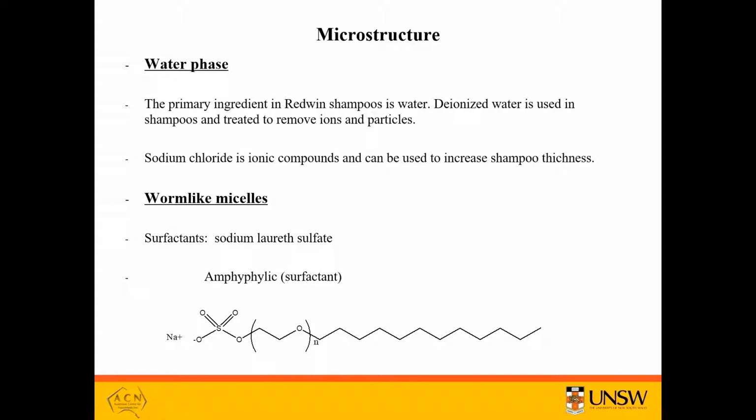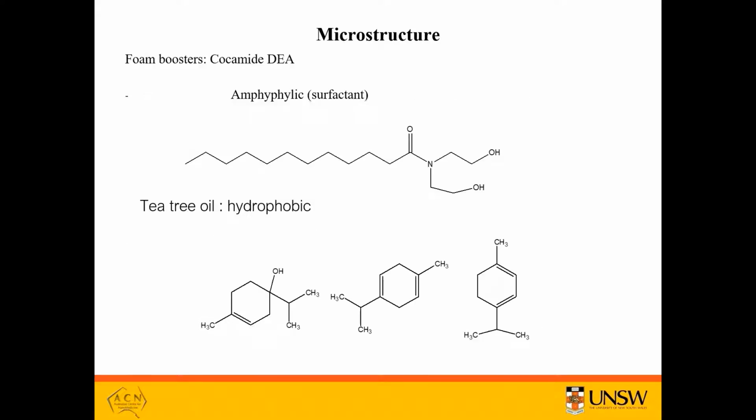Okay, let's talk about the microstructure part. In this part, I would like to introduce the water phase and worm-like micelles. Basically, water is a primary ingredient in the Redvin shampoo, and the thickener, sodium chloride, is an ionic compound and can be used to increase the shampoo thickness. For the worm-like micelles, the main surfactant is sodium lauryl sulfate, which is very popular in shampoo.